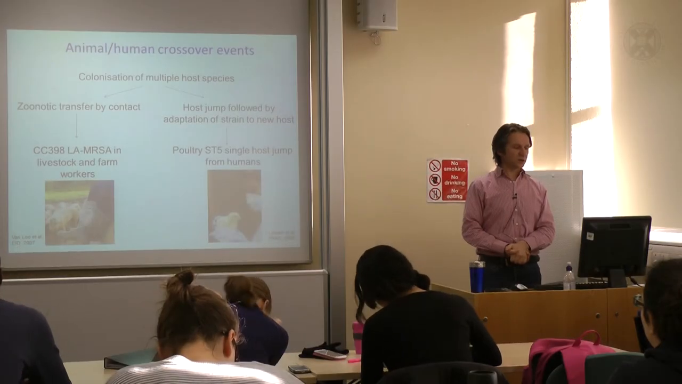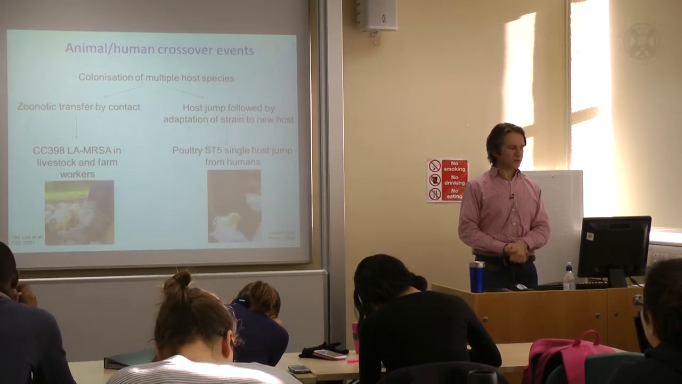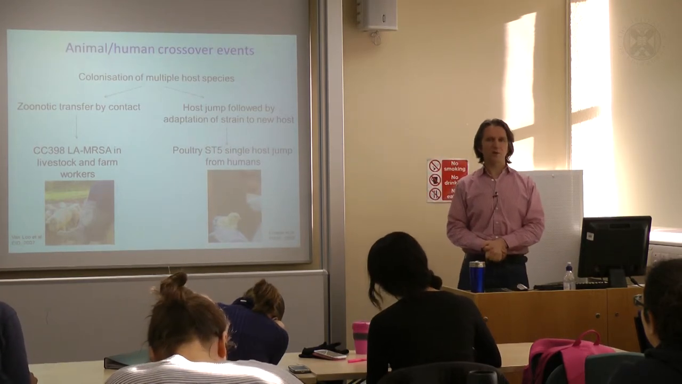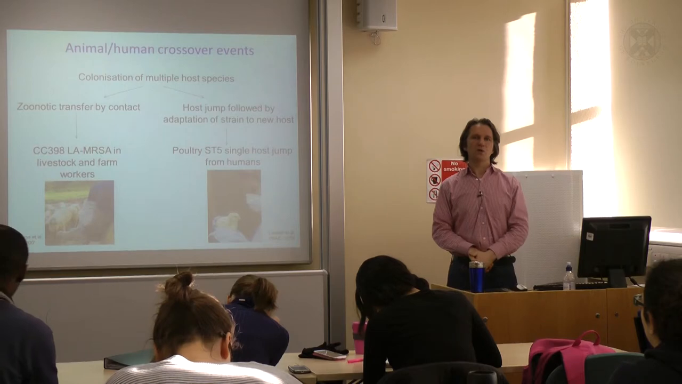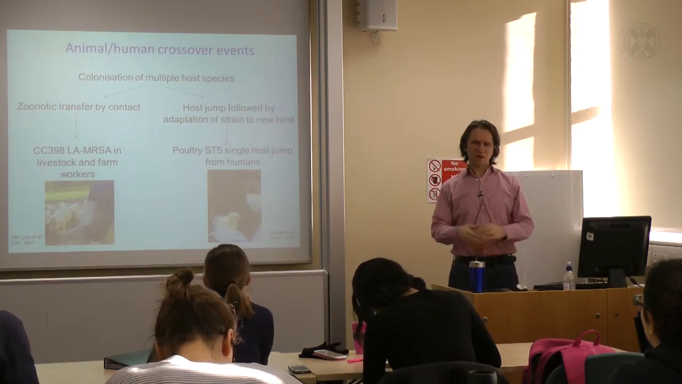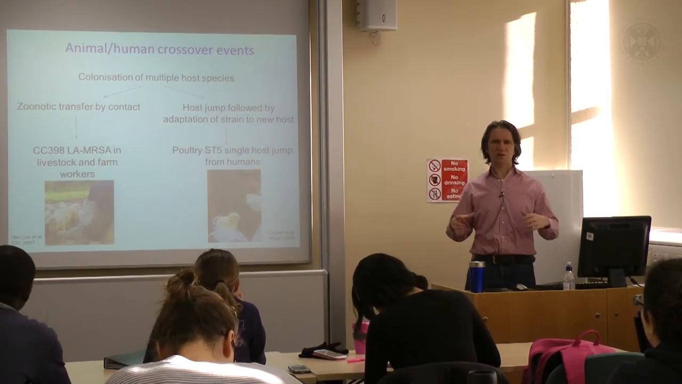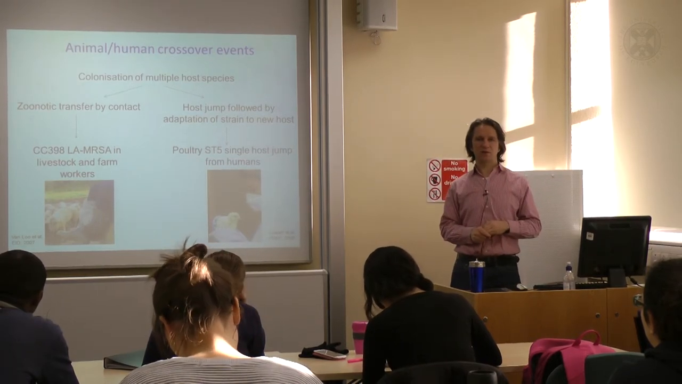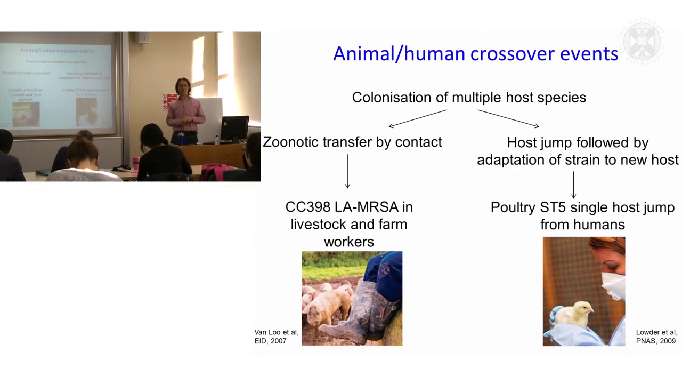When you have these crossover events, what we see now is if you look at particular clonal complexes of Staph aureus, you can quite often see closely related strains of the same sequence type actually have multiple host associations. Okay, so we take one particular MLST defined sequence type, for example, ST5 in this case, and see it's associated with humans and it's also associated with chickens, actually.